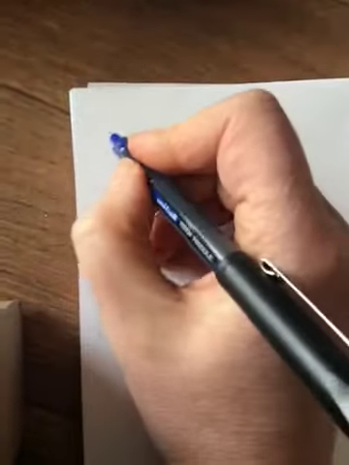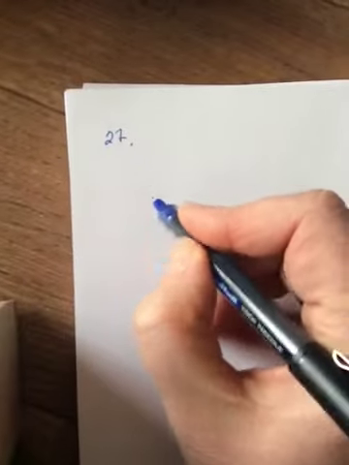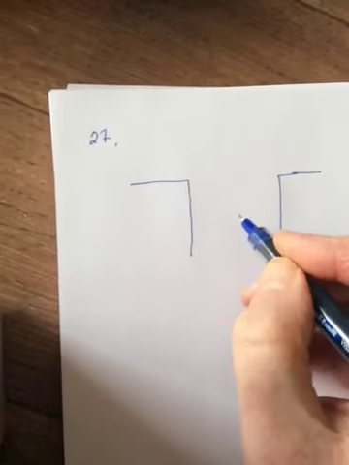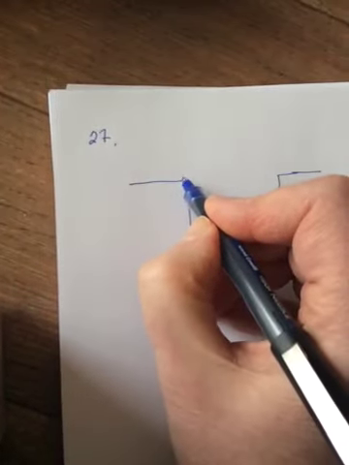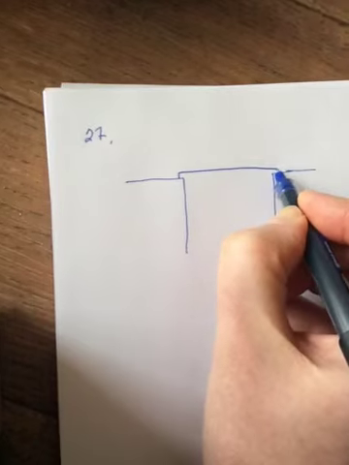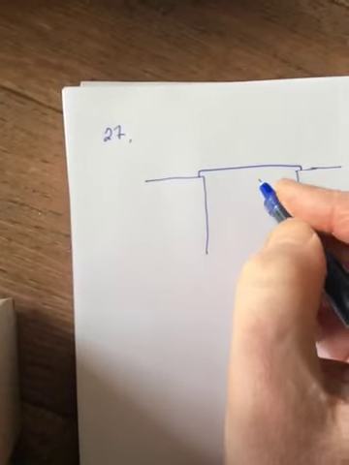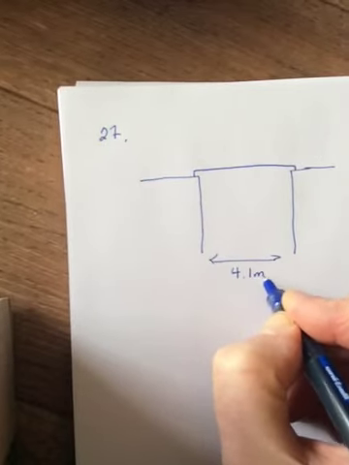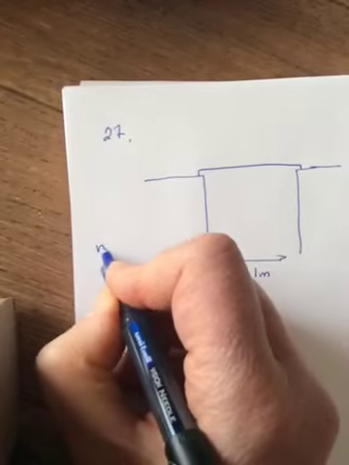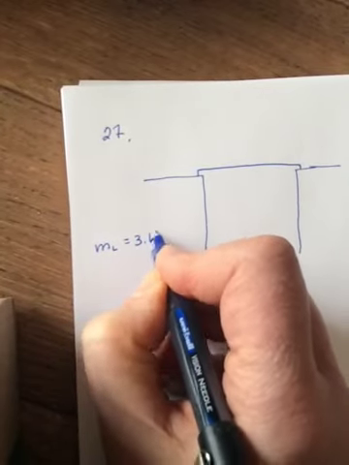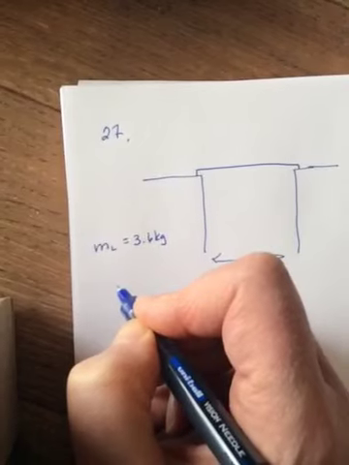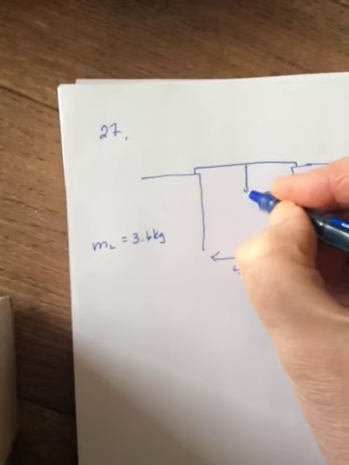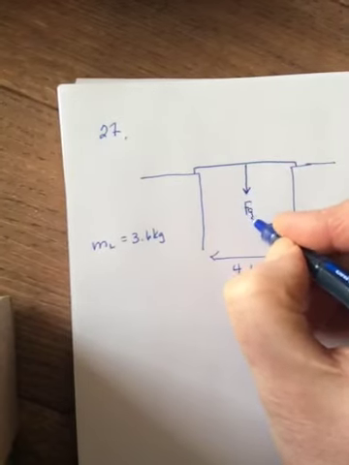The first one is number 27. And you have these buddies who are climbing mountains, and they just happen to have this handy dandy ladder with them, which they put across this huge crevice. And it says the crevice in total is 4.1 meters across. And it says the mass of their ladder is 3.6 kilograms, and it's uniform. So it means halfway in the middle will be the FG of the ladder.